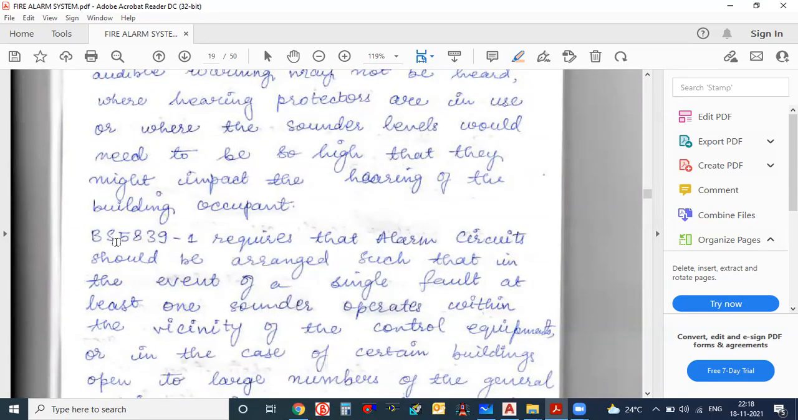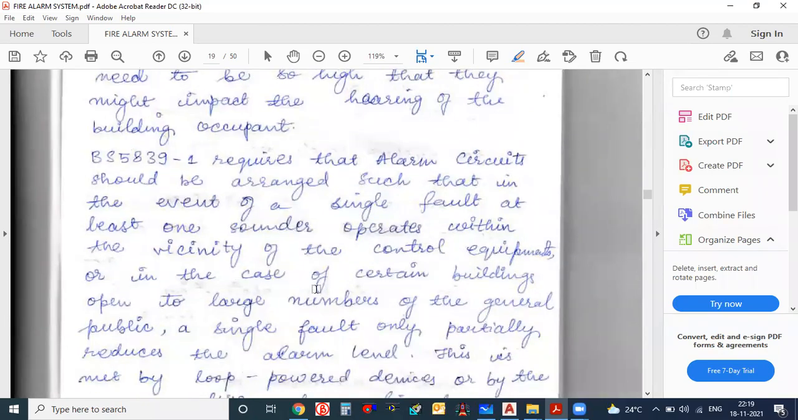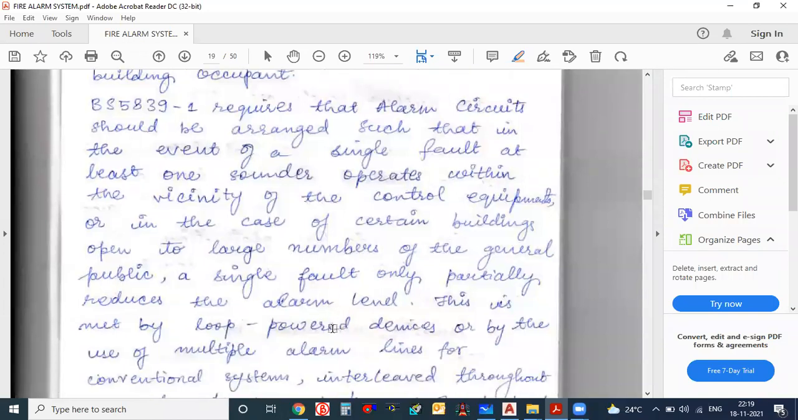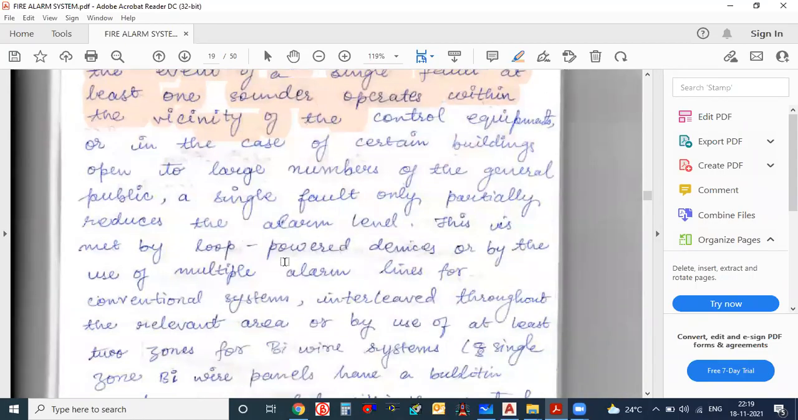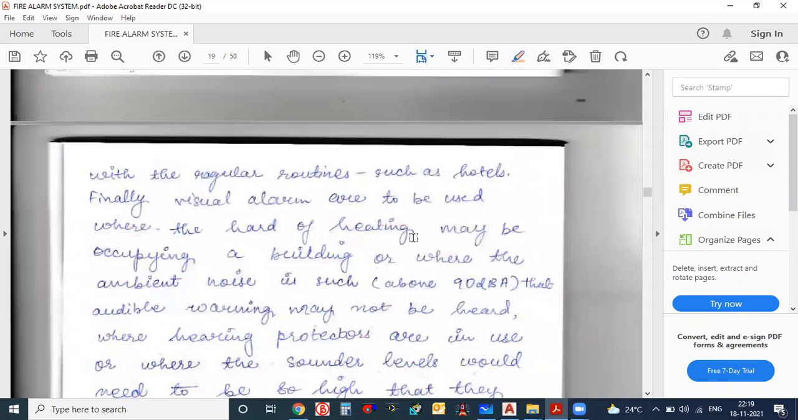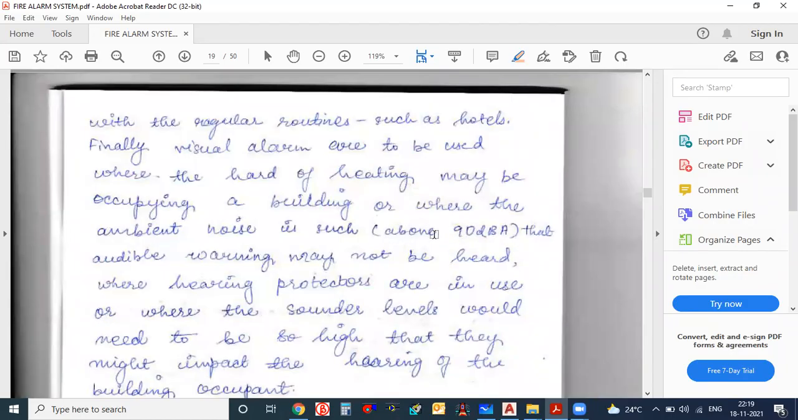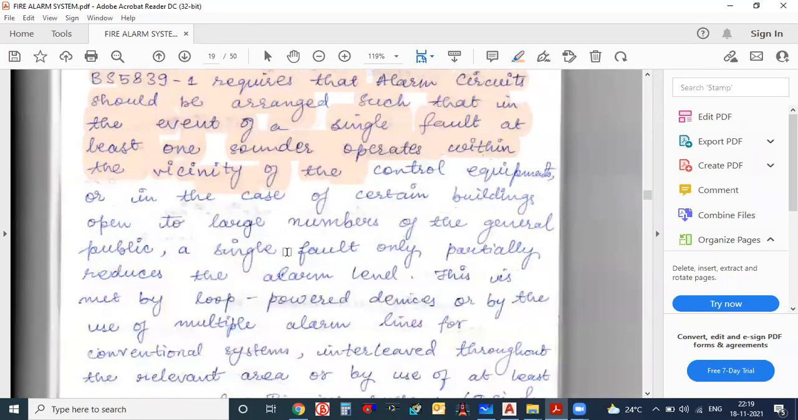Here it is telling that BS 5839 requires that the alarm circuit should be arranged such that in the event of a single fault, at least one sounder operates within the vicinity of the control equipment, or in the case of certain buildings open to a large number of the general public, a single fault only partially reduces. This point is also a little bit important. They have given the minimum criteria for the fire alarm system, and here they have also given the decibel value.